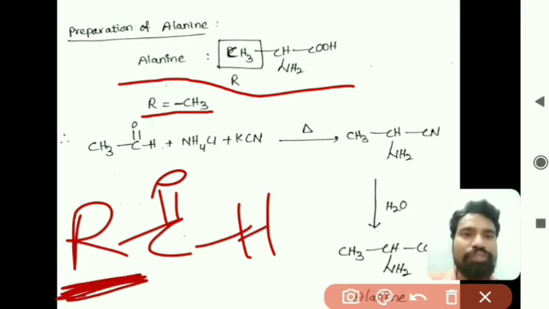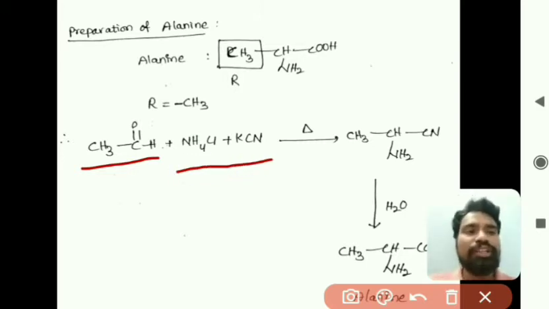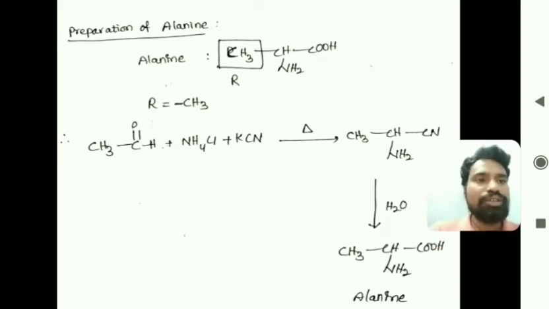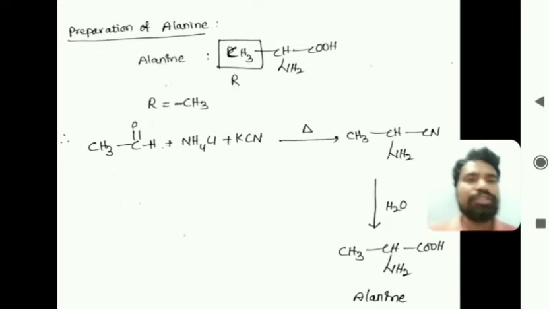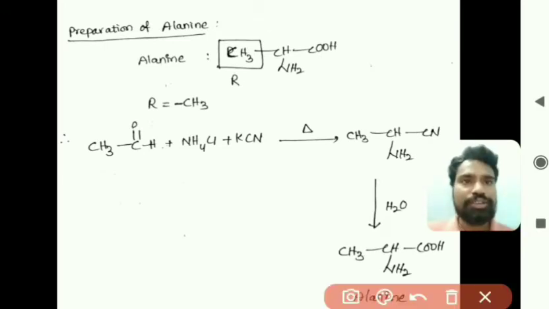So here, in place of R we have to take CH3, that is CH3C double bond OH, which is acetaldehyde, right. So acetaldehyde is reacted with ammonium chloride and potassium cyanide, then it forms amino cyanide. Upon hydrolysis we will be getting alanine, CH3CH(NH2)COOH, right. The same mechanism is there which we have discussed earlier. So this is the preparation of alanine through the Strecker synthesis.